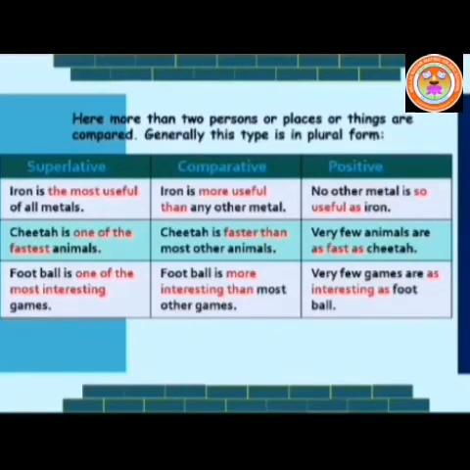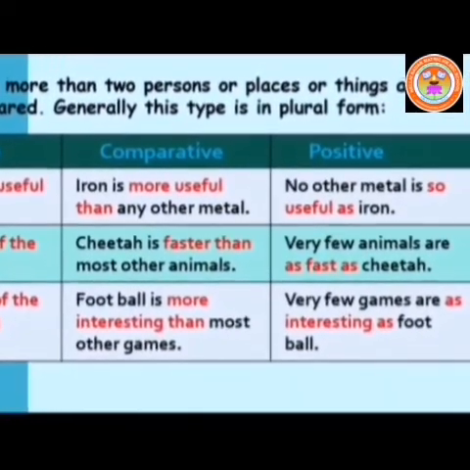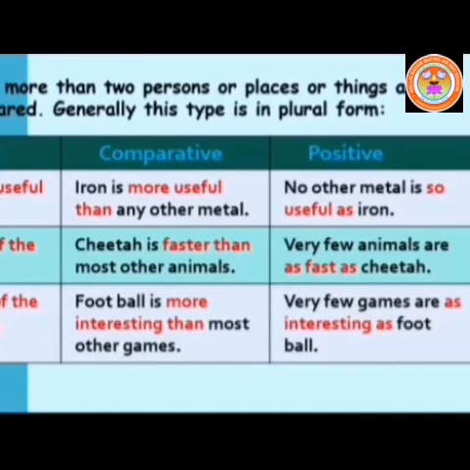Okay, yes, here more than two persons or places or things are compared. Generally this type is in plural form. Okay, first one we have seen in the singular form, second one plural form. See the positive form first. No other metal is so useful as iron. Iron is more useful than any other metal. Then the superlative form, iron is the most useful metal or most useful of all metals. All metals. Here we are using the plural form.